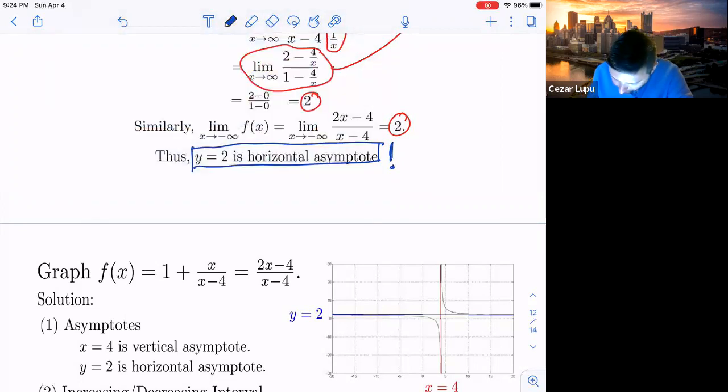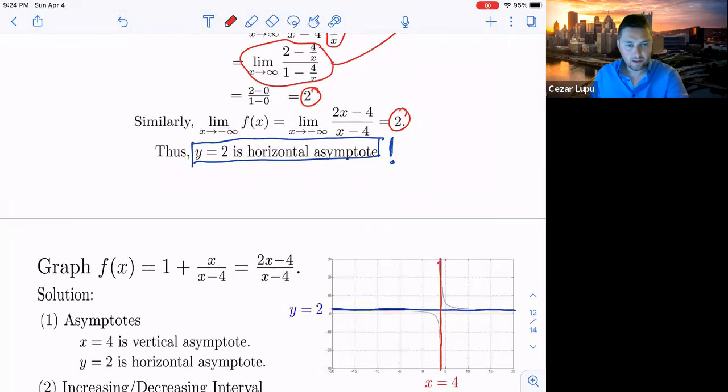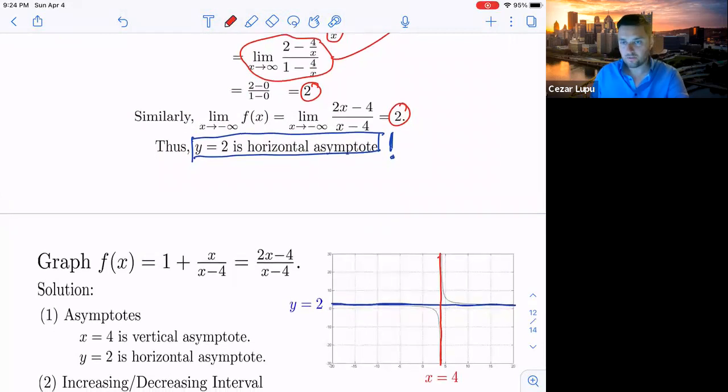So this is the y equals 2 asymptote, the horizontal asymptote, and the vertical asymptote is this one here, x equals 4. It's right here. All right. So the graph will not touch these. And now we'd like to see the intervals of monotonicity. We'd like to see the relative extrema, if there are some. Probably there is none. We'd like to see the intervals of concavity, and also if there are any inflection points.